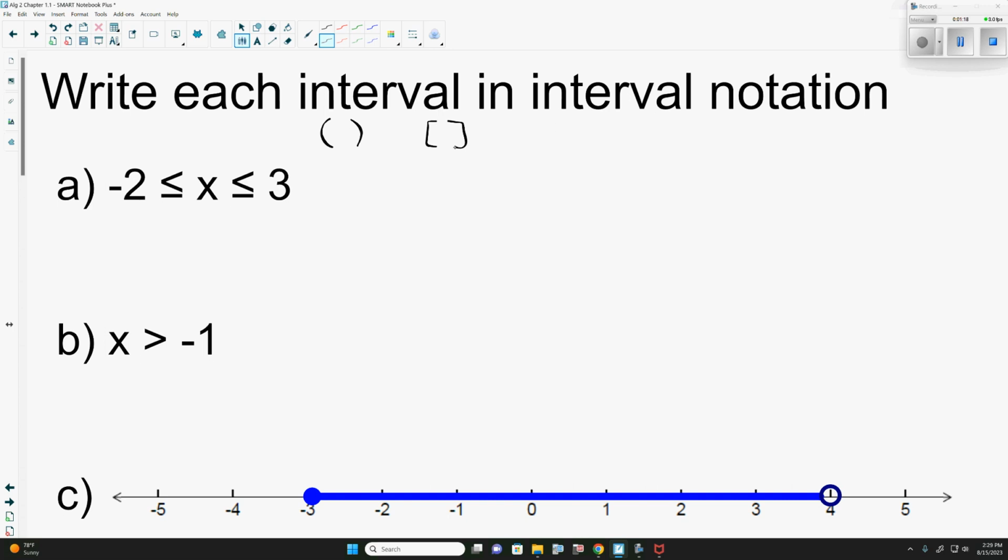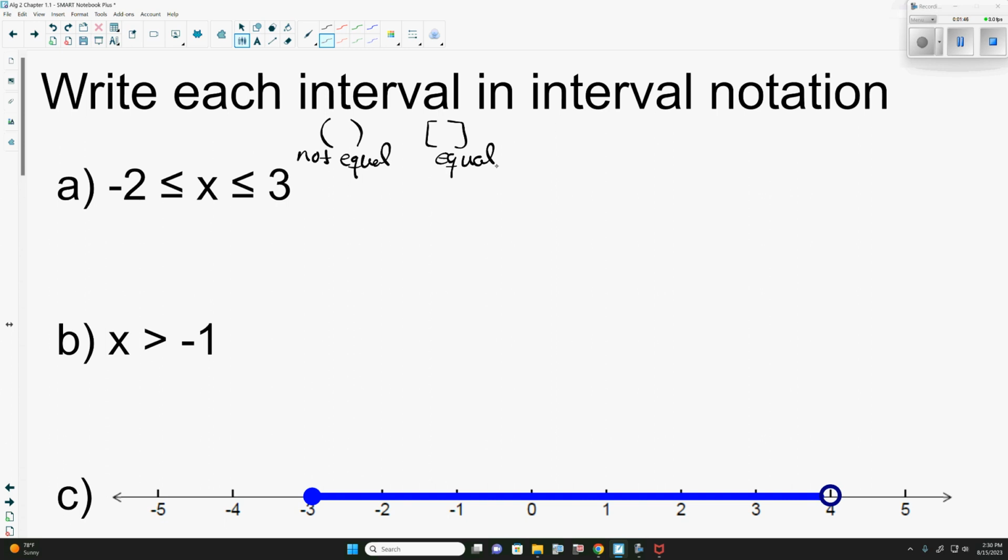Now we use parentheses if it is not included or not equal to those given spots. And we use brackets when it is equal. Because if we say greater than or equal to or less than or equal to, we're using the brackets. On a number line, that would be a closed circle. Not equal to is our greater than or less than, and on a number line, that'd be open circles.